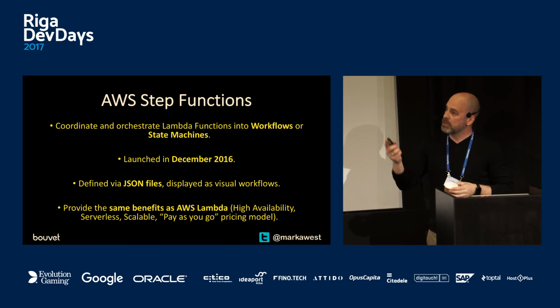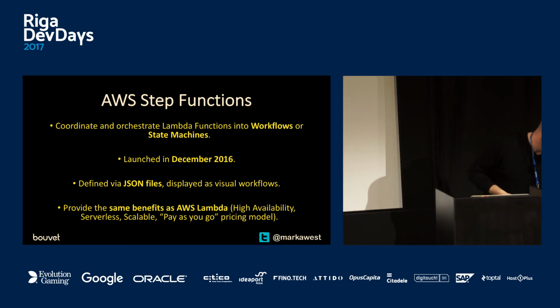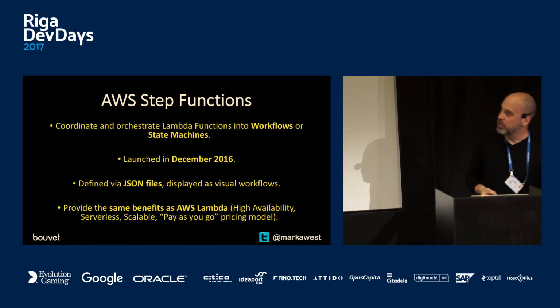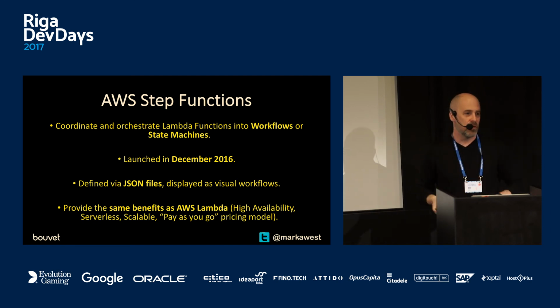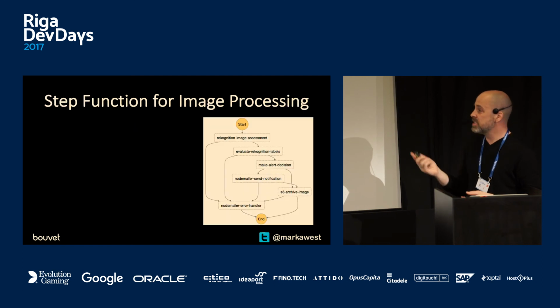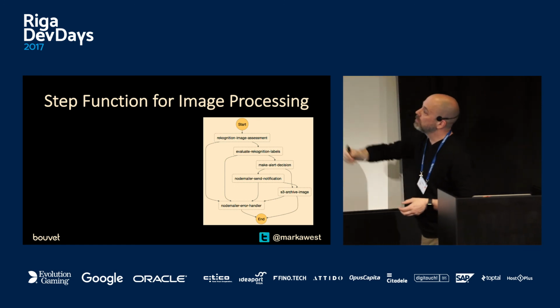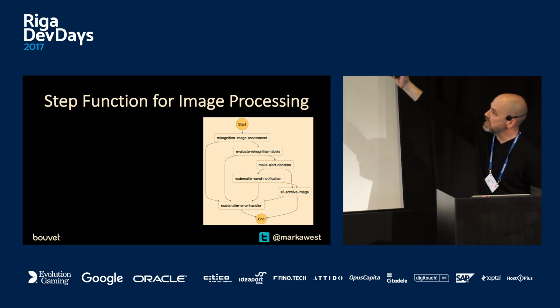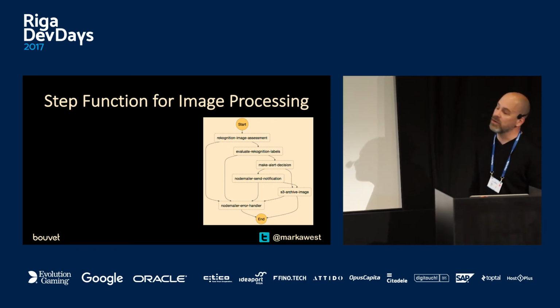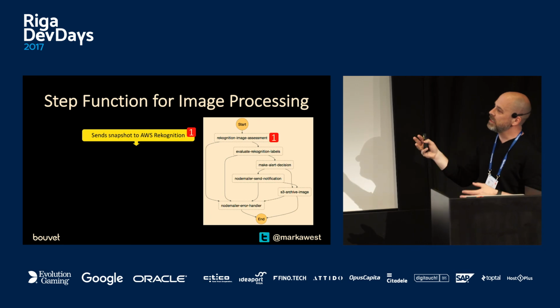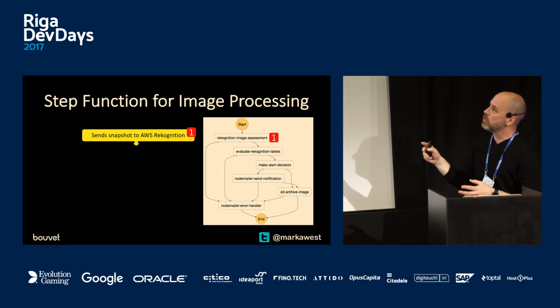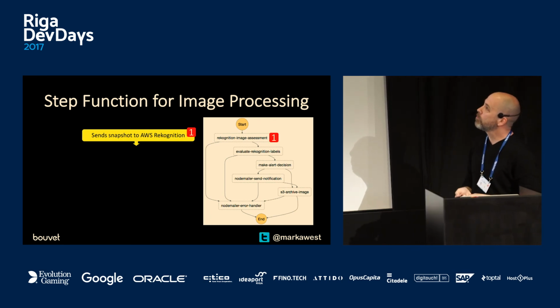And, oh yeah, by the way, with the JSON files, once you've uploaded a JSON file to Amazon's infrastructure, you get a nice visualization of the workflow, but you can't edit that visualization. Step functions have the same benefits as Lambda: highly available, serverless, scalable, pay-as-you-go. And this is what they look like. When you've taken the JSON file and uploaded it to Amazon Web Services, this is how the visualization looks. It's pretty good, but it's not always easy to work out what's happening in what order.